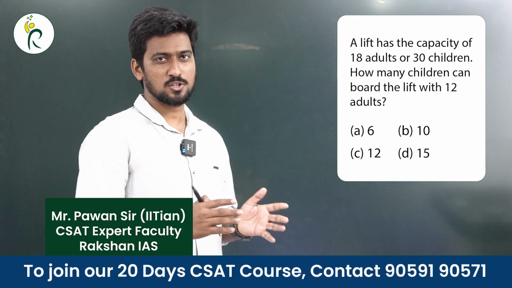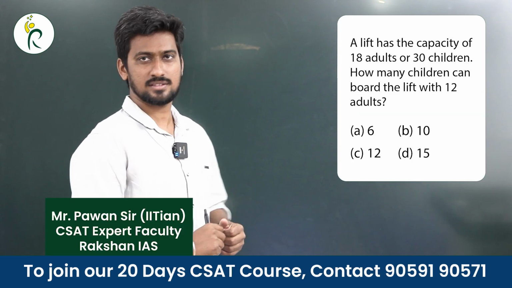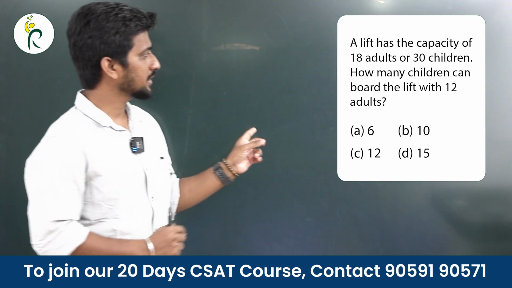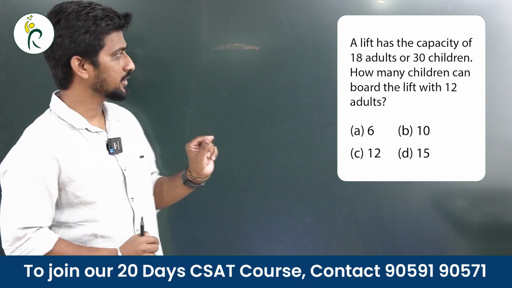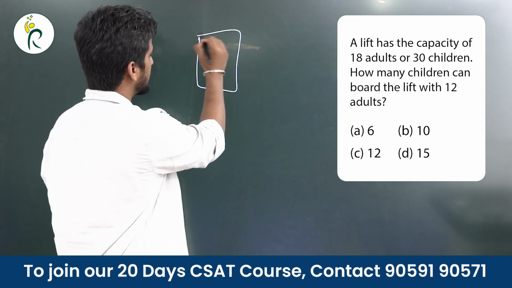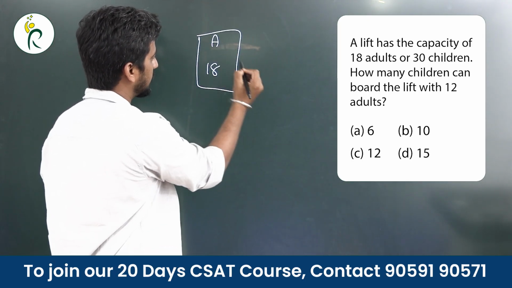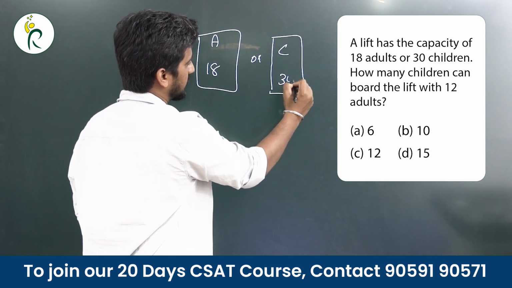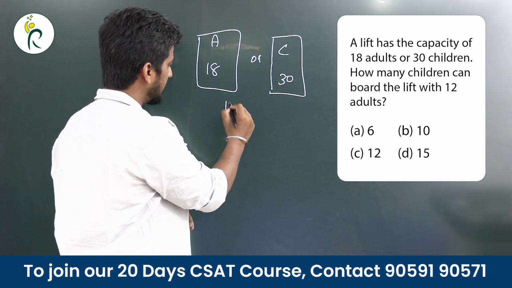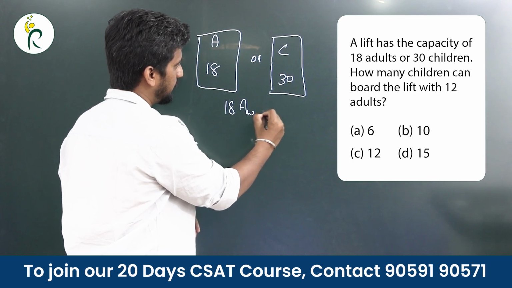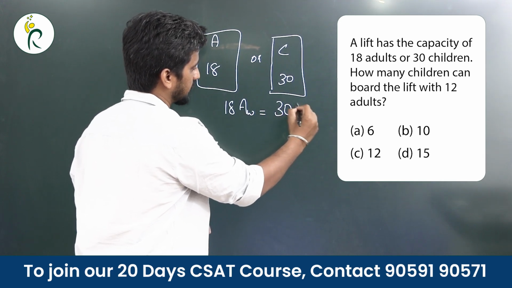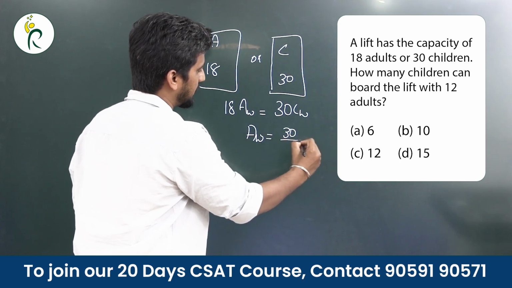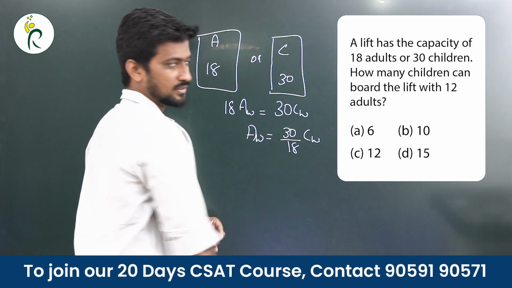Let's see how to use presence of mind in the exam hall to solve questions like this. The question says, a lift has the capacity of 18 adults or 30 children. That means it can carry 18 adults or it can carry 30 children. That implies that the weight of 18 adults should be equal to the weight of 30 children. From here I can get one adult's weight equals 30 by 18 times a child's weight.